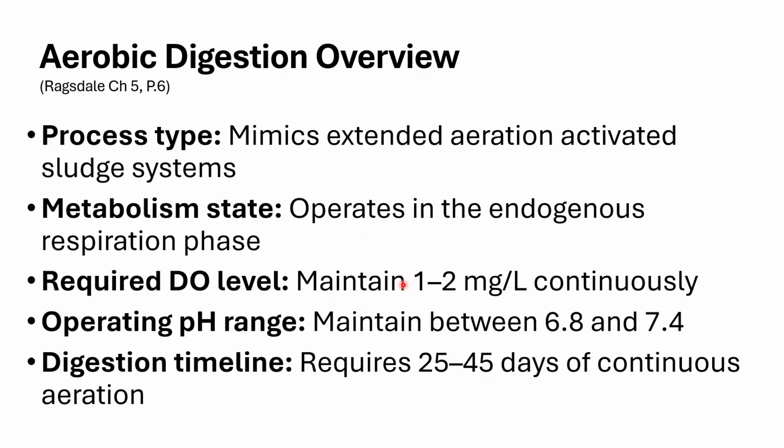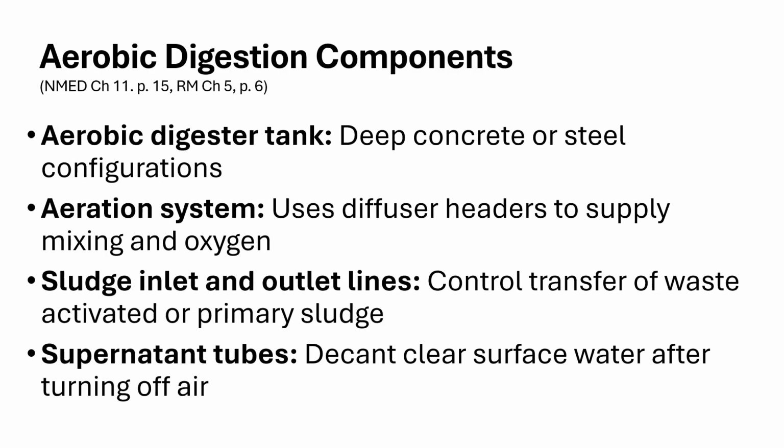You need to maintain 1 to 2 milligrams per liter, continuously, of dissolved oxygen, and that's what those air bubbles at the bottom are helping us do. That's where we want the dissolved oxygen level for our sludge digestion to take place. Instead of 7 to 7.2, we want a pH range of 6.8 to 7.4, and this is going to take about 1 to 1.5 months of continuous aeration to thicken up and digest that sludge, okay? So that's what we're looking at.